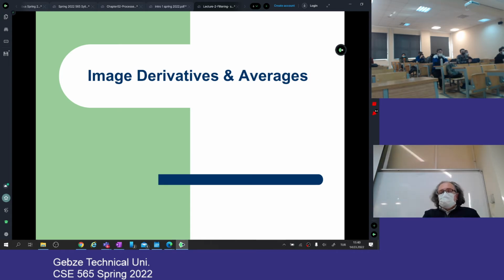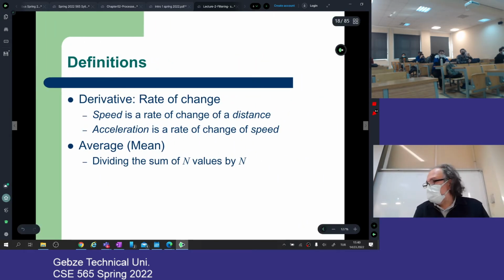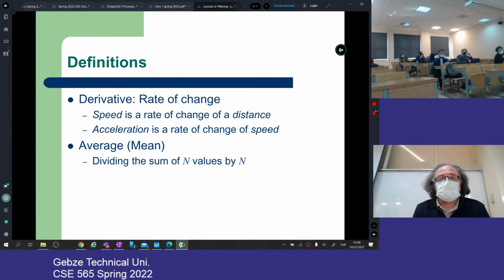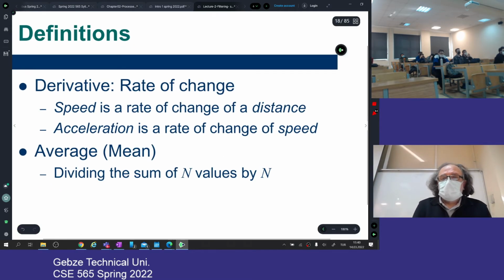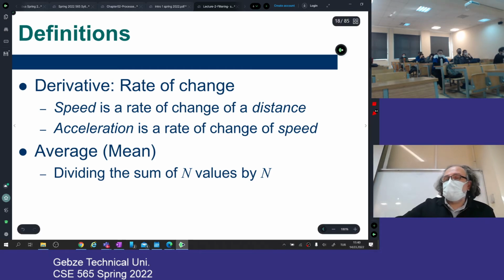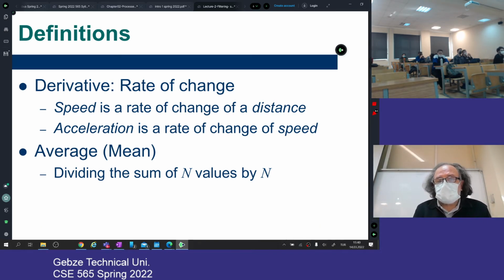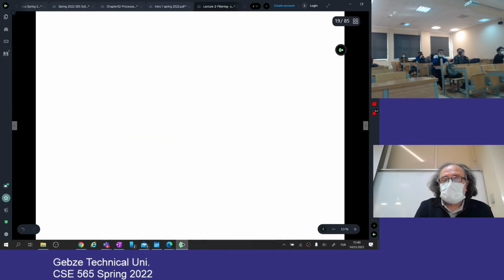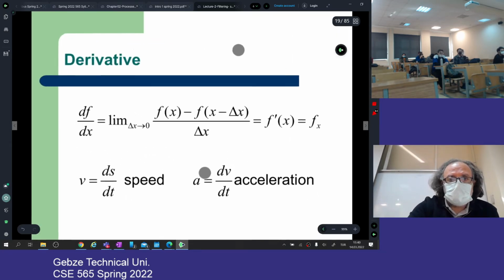Okay, before doing that, let's go back and try to remember some calculus. Image derivatives and average. We know what a derivative is, türev, right? In Turkish, türev. A derivative is a rate of change. In physics courses, they teach us speed is the rate of change of distance. So if you have a function that shows the distance, and you take the derivative of that function with respect to time, you get the speed, and if you take the derivative of the speed function with respect to time, you get the acceleration.